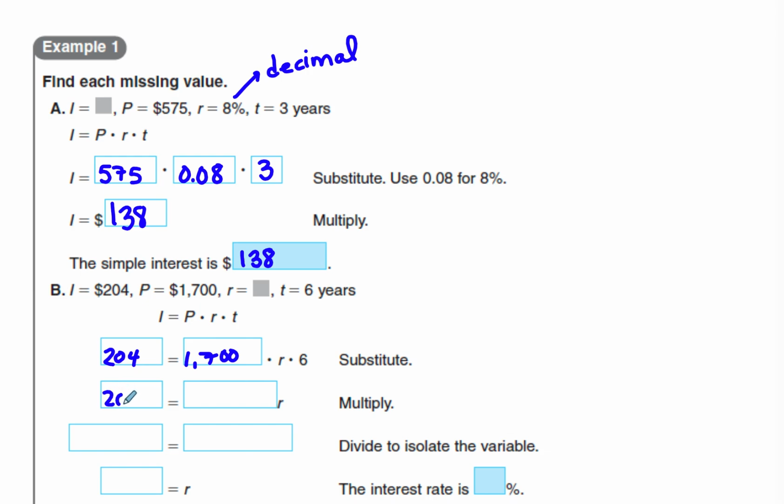Just like every other equation, once we've got our equation set up, our first step is to combine any like terms that are on the same side of the equation. And on this one, that simplifying step means we're going to be multiplying these things together. So our 1,700 times 6 gives us 10,200, and then times r, because we don't know what r is. Then we're going to divide both sides by 10,200.